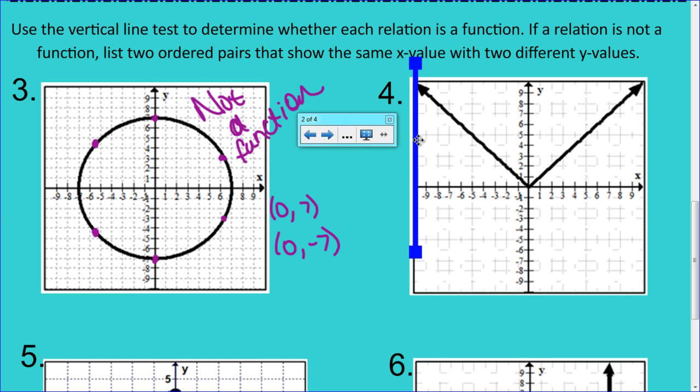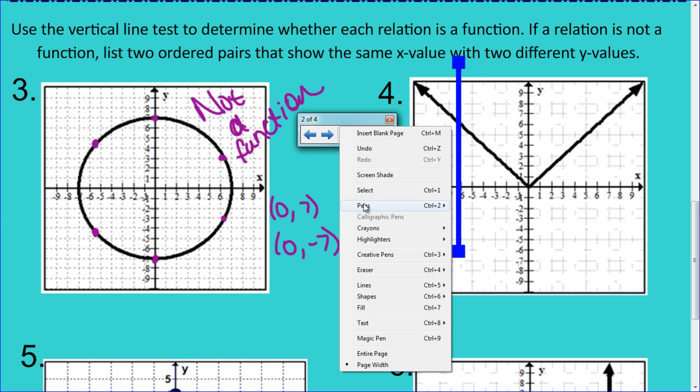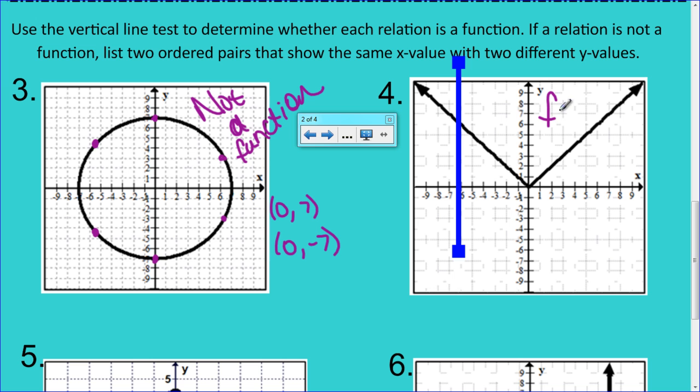So now we're going to take our vertical line. We're going to go over here to number 4 and do the same thing. I'm going to move it across this V shape that is drawn on here. And hopefully you will see that this vertical line never passes through that V in more than 1 point. Right here, it passes through it in 1 point. If I move it over here, it's still passing through it at 1 point. There's never a place where there's 2 points lined up on this vertical line at the same time. So this one is a function because it passes the vertical line test.